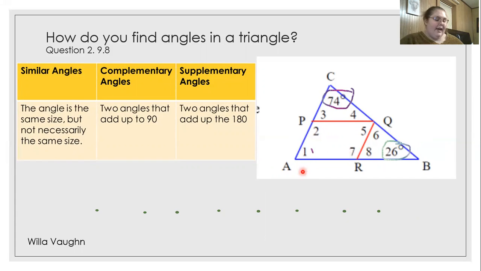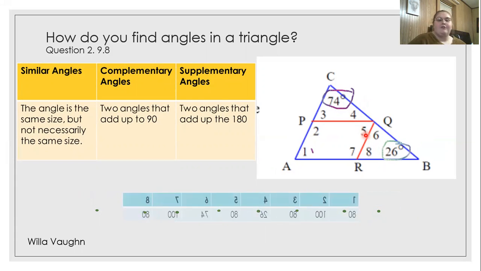So then you take angle 4, and it is congruent to angle B. So that makes angle 4 26 degrees, and then angle 6 is going to be congruent to angle C. So that makes angle 6 74 degrees. And there's our little chart for this one.